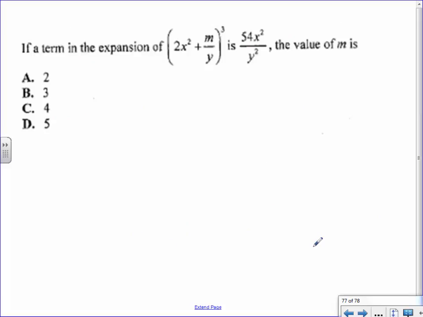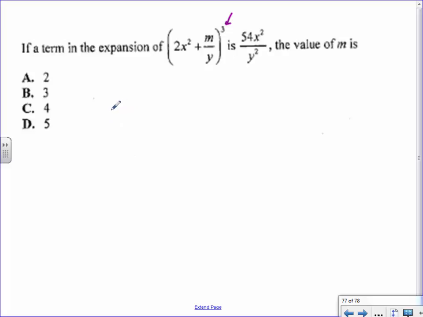If a term in the expansion of this is this, let's find the value of m. We did one like this before. So let me try this one again. First thing we've got to figure out is, well, which term are we looking for? If it's got an x squared and a y squared on the bottom, we've got to figure out whether this is the first, second, third, or fourth term. By the way, it only goes up to 4, right? Because if that's the power of 3, then there's only 4 possibilities, right? So let's start writing them out.